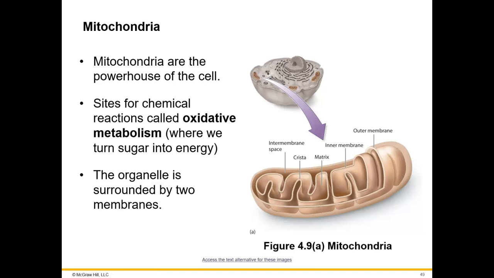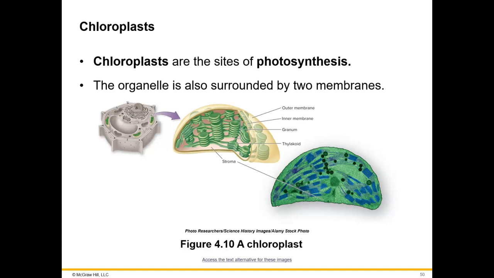Mitochondria are known as the powerhouse of the cell because they are the sites for chemical reactions, which we call oxidative metabolism, which basically just means that's where we're turning our sugar into energy that we can use. That's why it's called the powerhouse of the cell. The organelle is surrounded by two membranes as well. You can see the outer membrane here and the inner membrane here. When we're looking at our chloroplasts, these are the sites of photosynthesis, and this organelle is also surrounded by two individual membranes and also has that circular DNA present inside it.